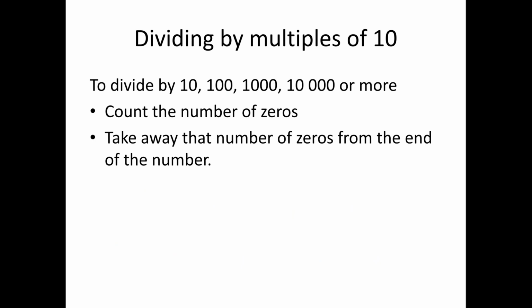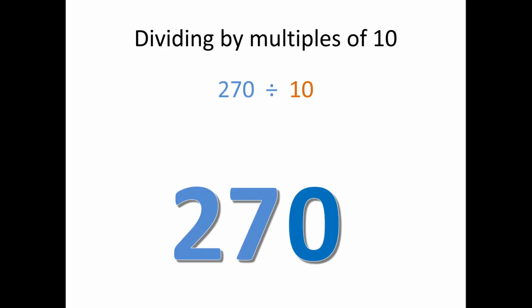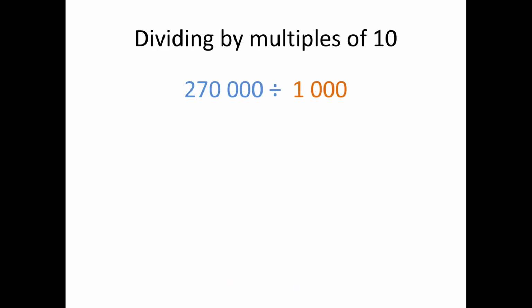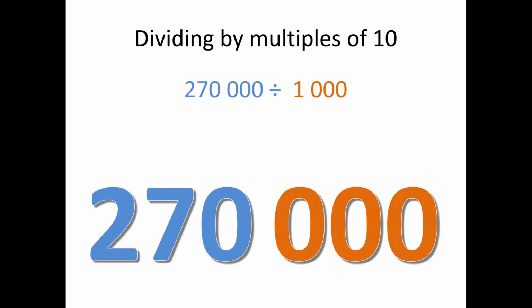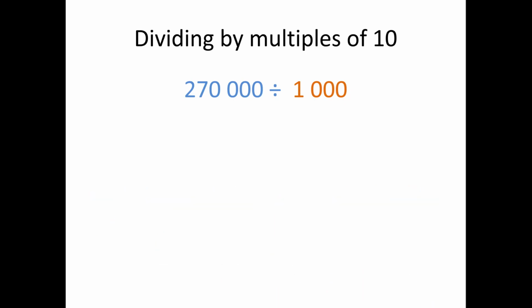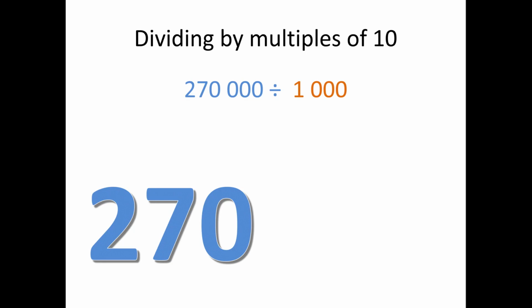To divide by 10, 100, 1,000, 10,000 or more, I take away the zeros. So I count the number of zeros and take away that number of zeros from the end of the number. So 270 divided by 10, I take away 1 zero, giving 27. To divide 270,000 by 1,000, I count the number of zeros, 1, 2, 3, and so I'm going to take that number of zeros away from 270,000, and that will leave 270.